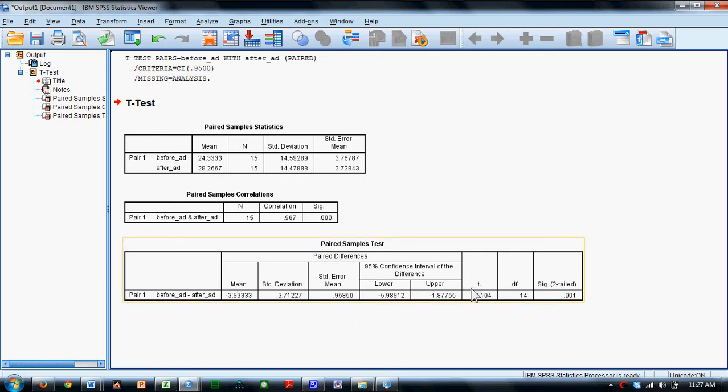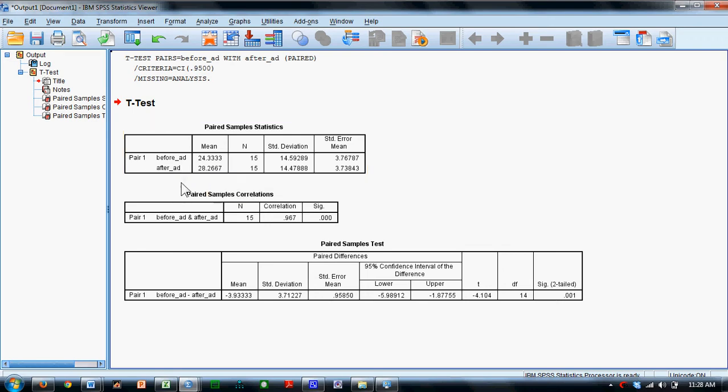the t-value of -4.104 and its associated significance value. That difference is statistically significant, meaning that sales went up in a statistically real way from before to after advertising.